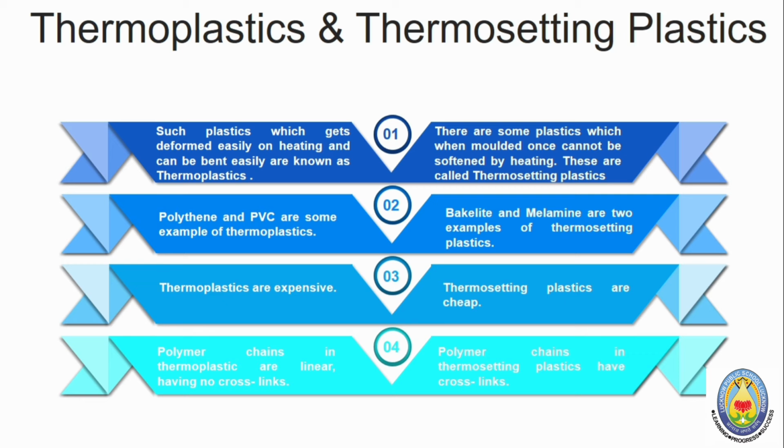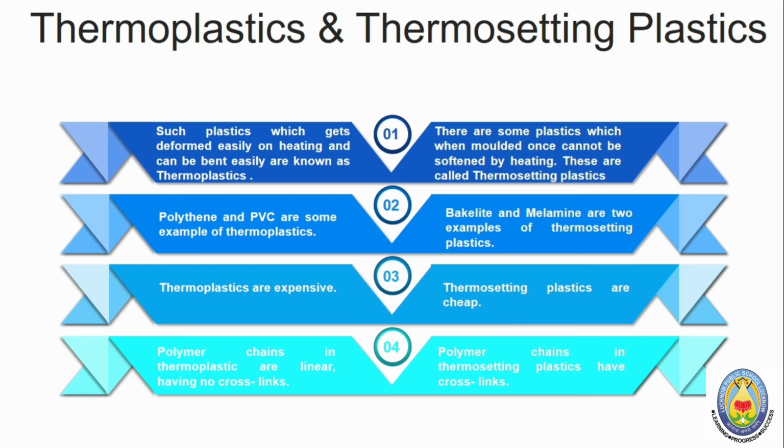Whereas thermosetting plastics can be molded into shape only once and cannot be softened on reheating. This is because the chains get highly cross-linked on heating. Bakelite and melamine are common examples of thermosetting plastic. They are hard and stiff and break on applying pressure.